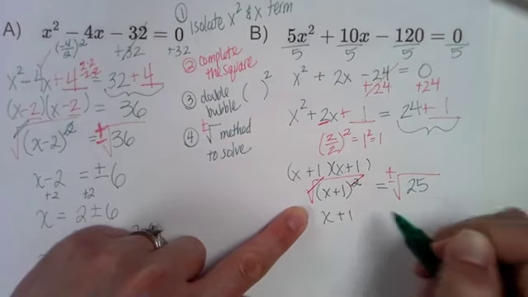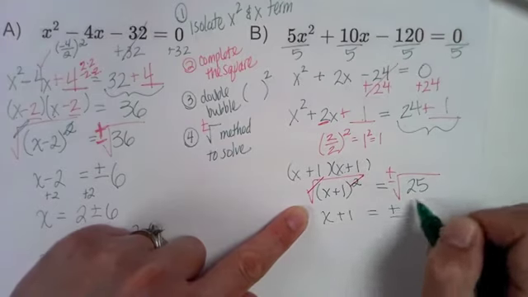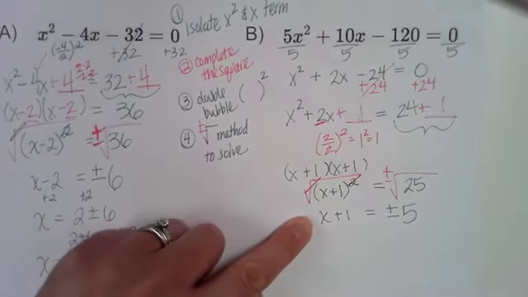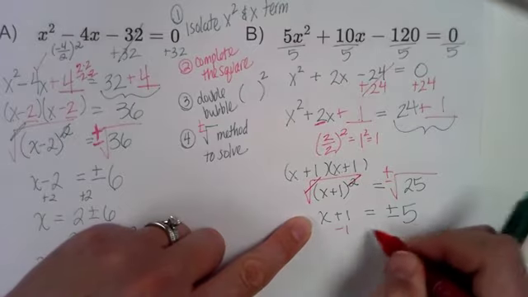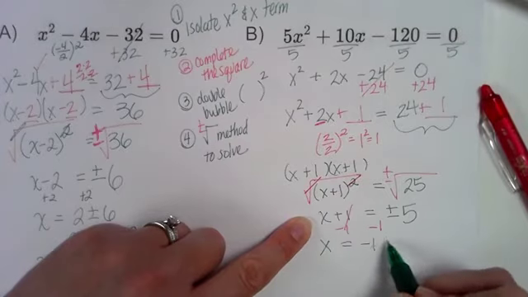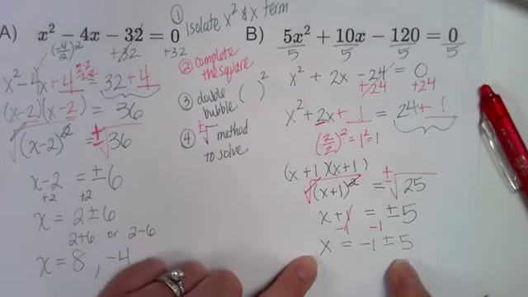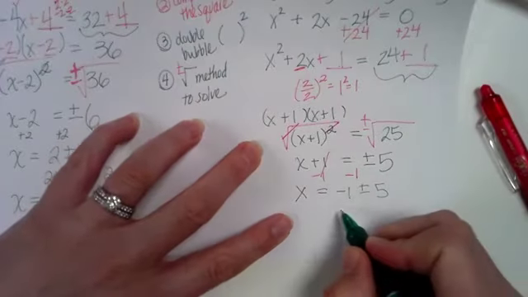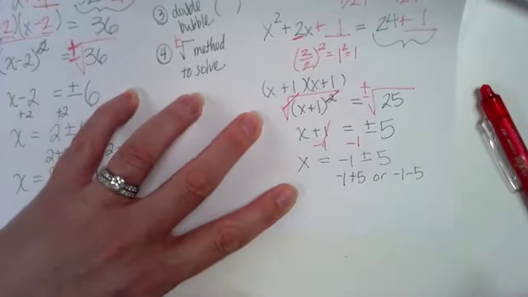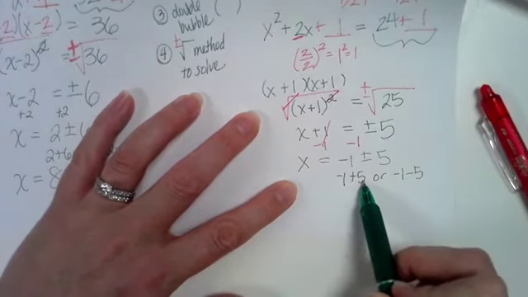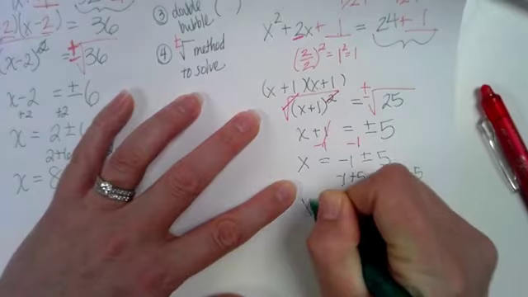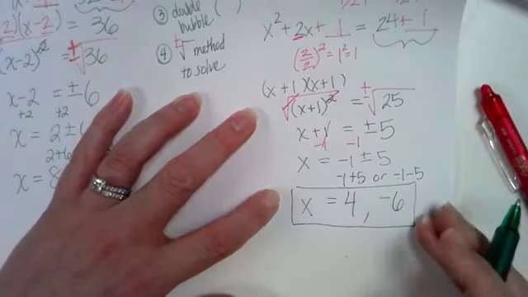X plus 1 equals plus or minus, what's the square root of 25? 5, good. And then how do we get x by itself? Subtract 1, subtract 1. And I'm just going to shove that 1 in front there. Negative 1 plus or minus 5. Is this the final answer? No, we got to work that out. So it could be negative 1 plus 5 or negative 1 minus 5. What's negative 1 plus 5? 4. What's negative 1 minus 5? Negative 6. So x equals negative 4 and negative 6.